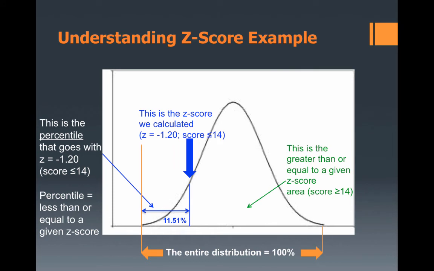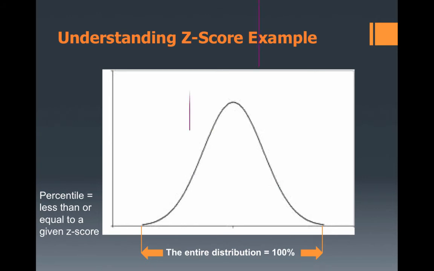Well, when I asked for the scores that are greater than 14, this is what I meant by the opposite. We know that from this point, it's 11.51%, but we know that underneath the entire curve is 100%. All we do is take 100 minus the 11.51% to give us the 88.49% that makes up the rest of this curve, to the right of the line.